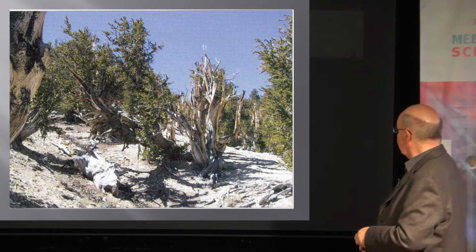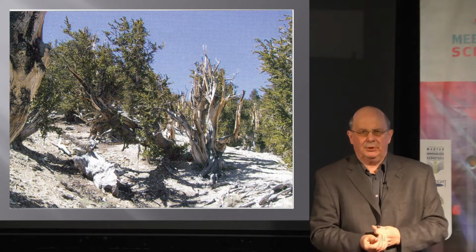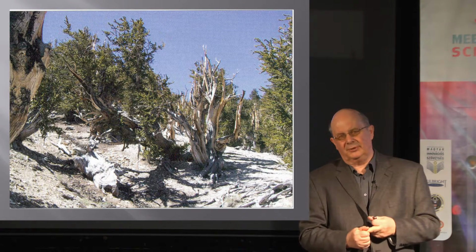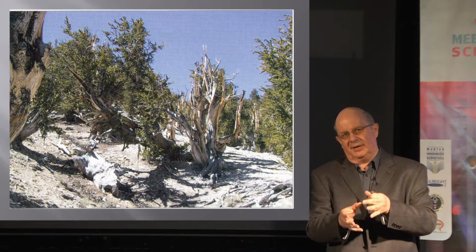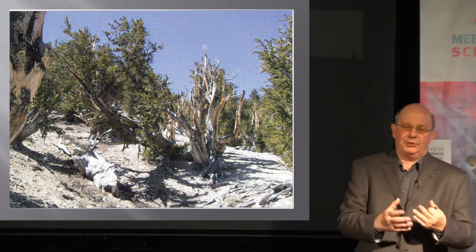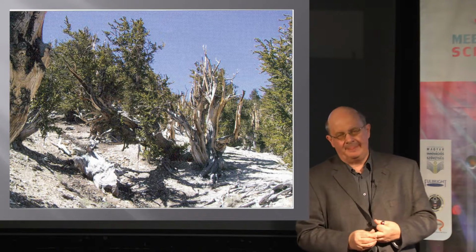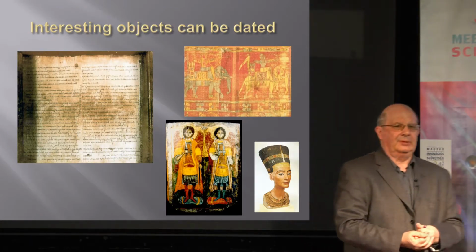But this is a picture of very old trees which are growing in the White Mountains of California. These are mountains basically on the border between Nevada and California. And these were some of the first trees used to establish this chronology. So that's the hard part.